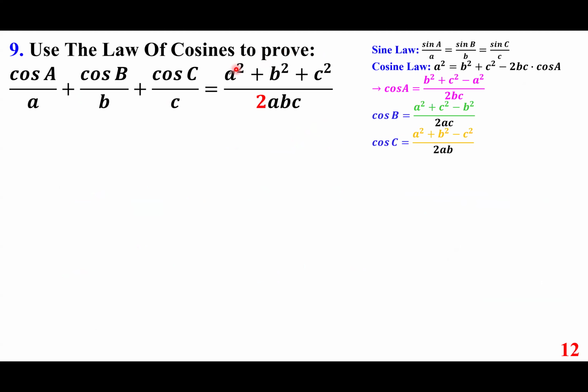Use the law of cosine to prove that cosine A over a plus cosine B over b plus cosine C over c add up to a squared plus b squared plus c squared over 2abc. I'm reminding you what the sine law is and what the cosine law is. From the cosine law, cosine A is b squared plus c squared minus a squared over 2bc. Accordingly, cosine B is a squared plus c squared minus b squared over 2ac, and cosine C is a squared plus b squared minus c squared over 2ab.